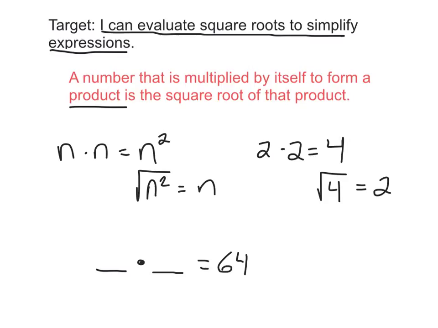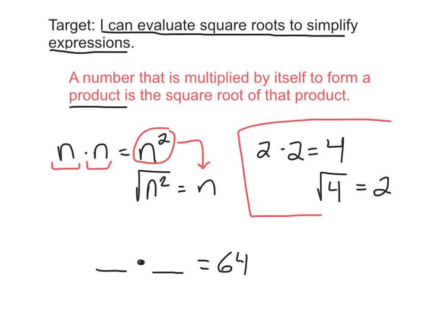A number that we multiply by itself, say n times n, the product of n times n is n squared. So the square root of n squared equals n. Therefore, it is the square root of that product. Let's take a look at a real example, like 2 times 2 equals 4. A number that is multiplied by itself to form a product, so 2 times 2, a number multiplied by itself to form a product, well, the square root of that product is the number that you multiplied by itself.